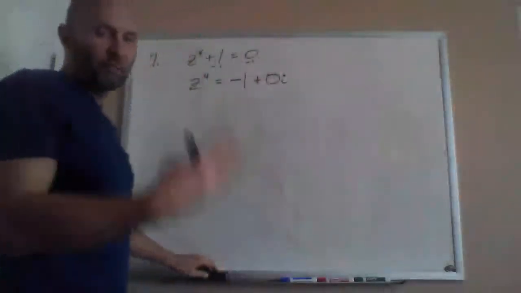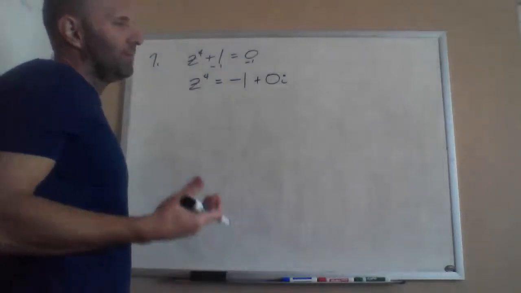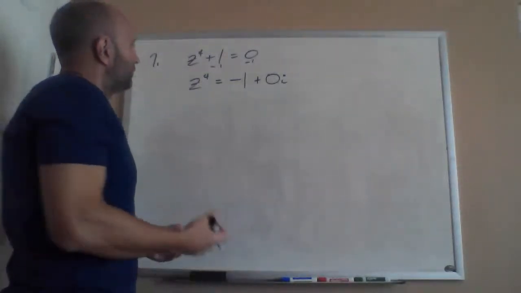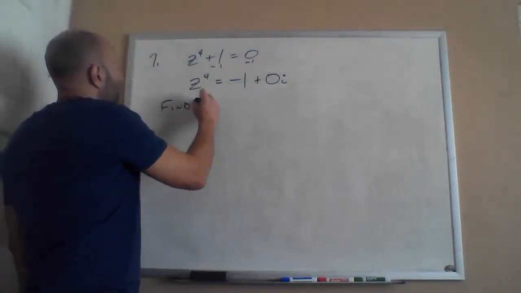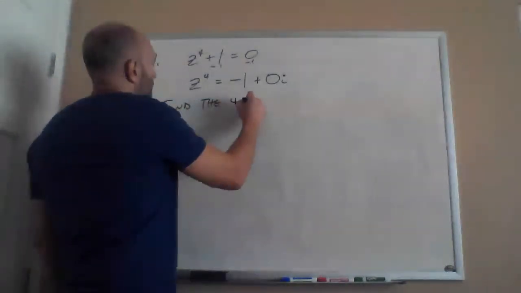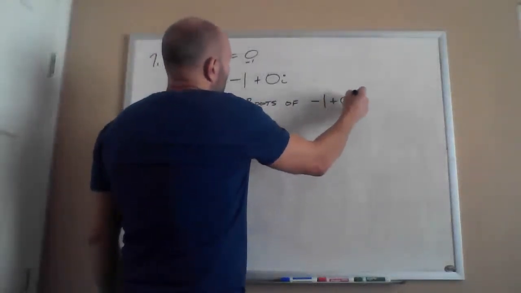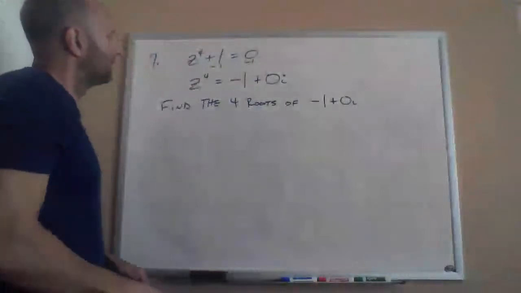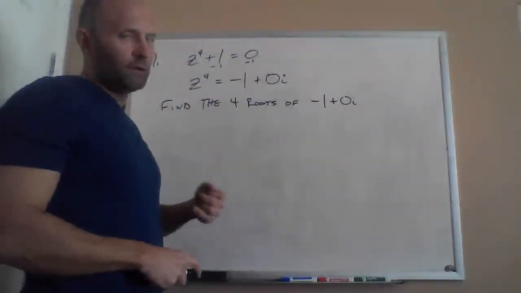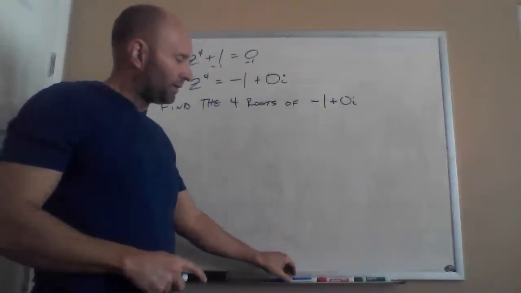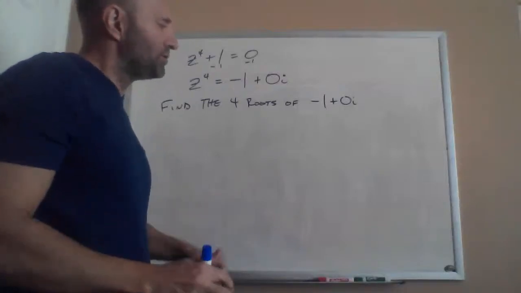And so I want what? I want the 4 roots of this guy. The way the problem's worded is tricky. Really, all this is saying is find the 4 roots of -1 plus 0i. So go ahead and try this one. We know n is 4. Find our value for r, find our value for theta, and then use our root formula that we just used.